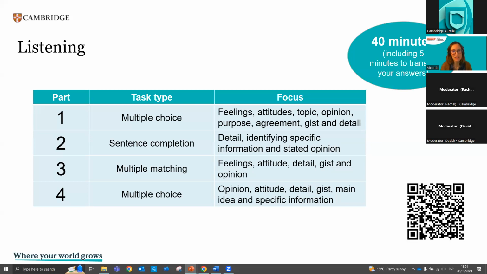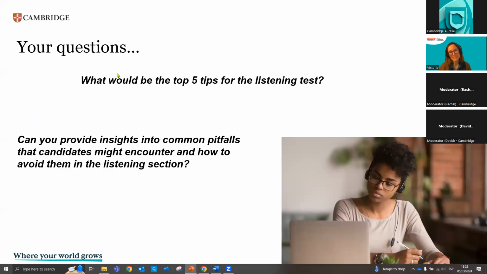And now let's see the tasks, the different tasks in the listening paper. There are 4 parts, and the duration is 40 minutes, including 5 minutes to transfer your answers. Some words are not pronounced at all. At least this is the impression that we get. Okay, so questions from you. What would be the top 5 tips for the listening test? And if we can go through some of the problems that you may have, the challenges that you may have.